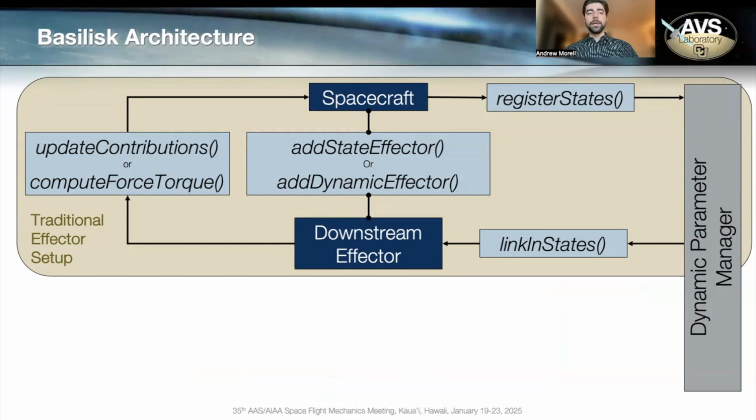And what we see now is the traditional effector setup, where you have your spacecraft, that central body, and then a downstream effector that you want to attach to it. You'd either call add state effector or add dynamic effector to attach that dynamical effect or component to our spacecraft. The spacecraft registers its states with the dynamic parameter manager. That way, anytime this downstream effector wants to know where its parent body is or how it is moving, it can link in those states and know that information.